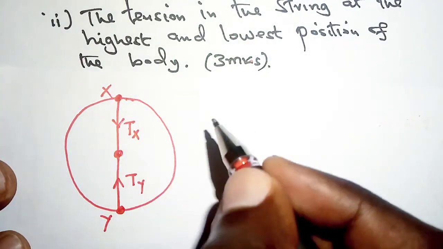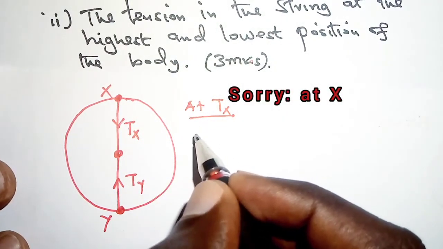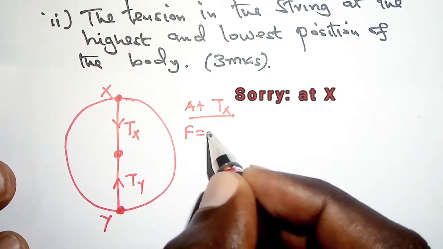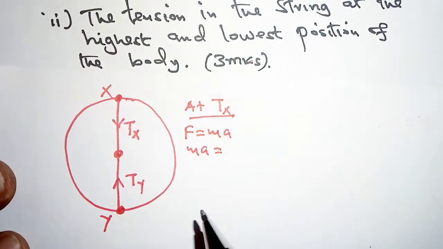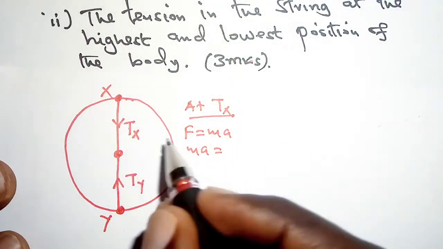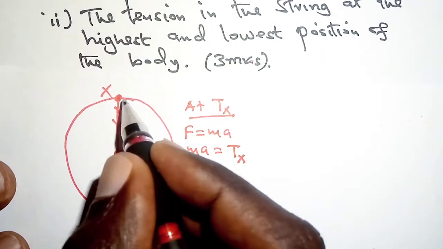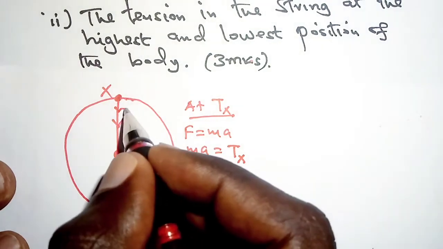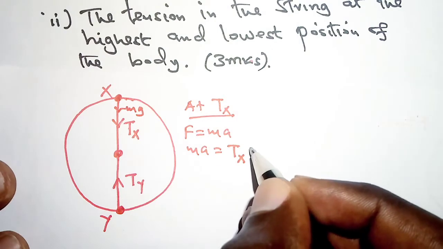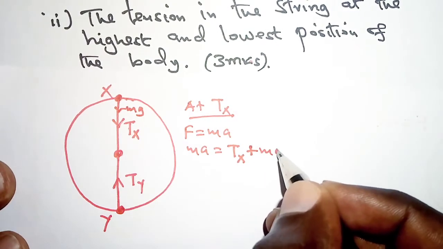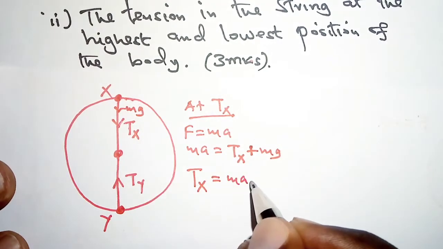So at the highest point, we'll say, by Newton's second law of motion, force is equal to ma, which is the resultant force, and ma will be obtained by tension on the string plus the weight of the string. Remember, they are both acting in the same direction. Let's call it mg, mass times gravity. So tension plus mg, so that the tension at x is just ma minus mg.